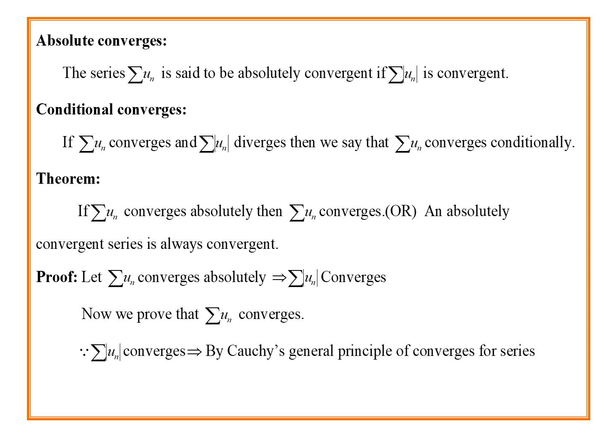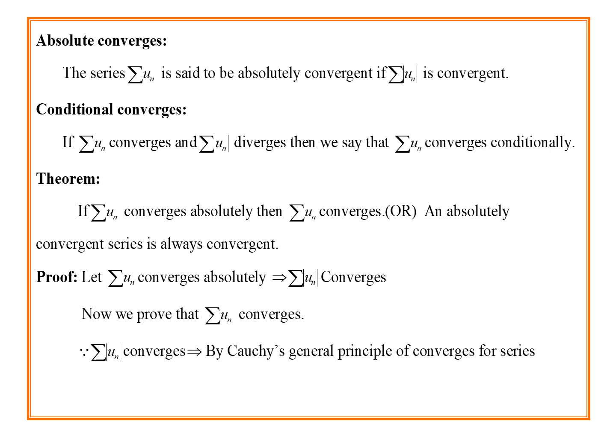Now coming to the theorem. What is the theorem? If sigma u_n converges absolutely, then sigma u_n converges; that is, an absolutely convergent series is always convergent. What is its meaning? If sigma mod u_n is convergent, then sigma u_n is convergent. That is proved in this theorem. For the proof, let sigma u_n converge absolutely, meaning the modulus series converges. We must prove that sigma u_n converges.